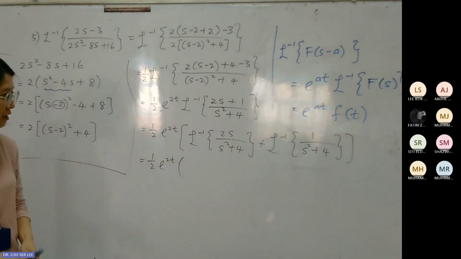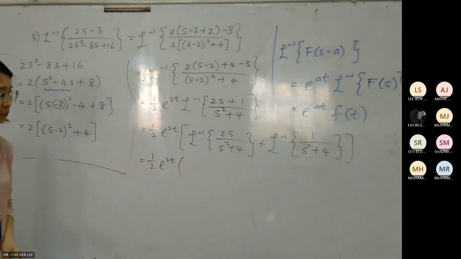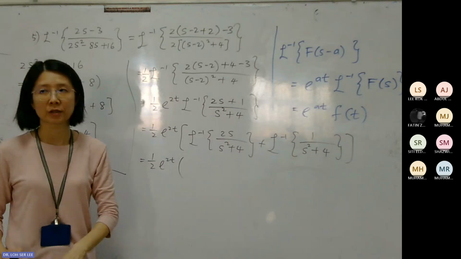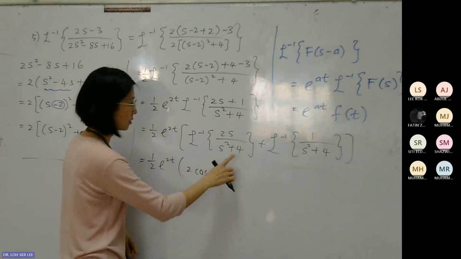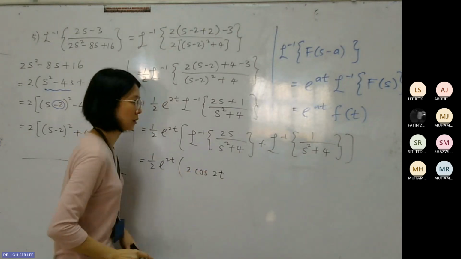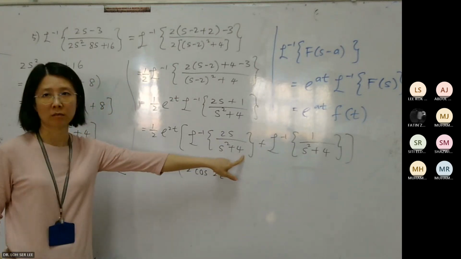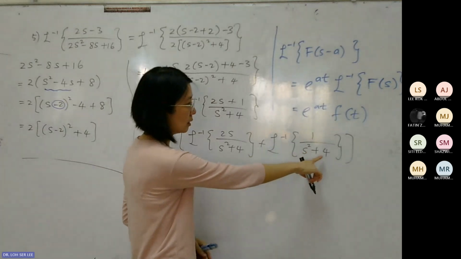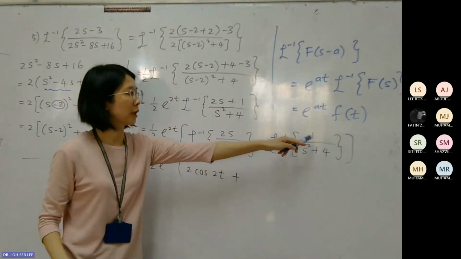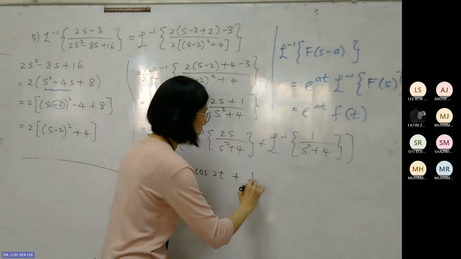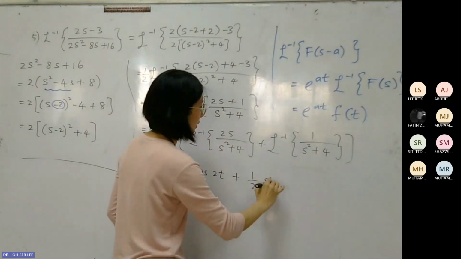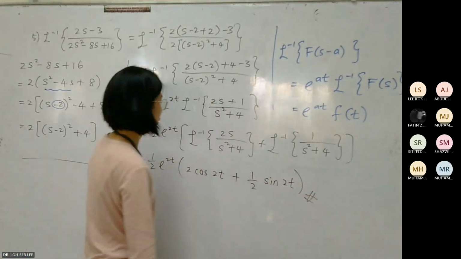So what is the answer for the first term? This is the cos. So the answer is 2 cos 2t. Okay, this is your a squared. Okay, this is your a squared. So 2 cos 2t plus. Okay, this one we need a 2 at the top. Okay, we need a 2 at the top. So you insert a 2 outside, divides by 2. This is a sine 2t.